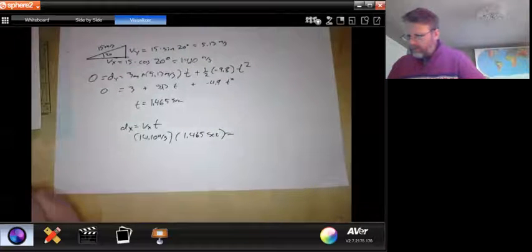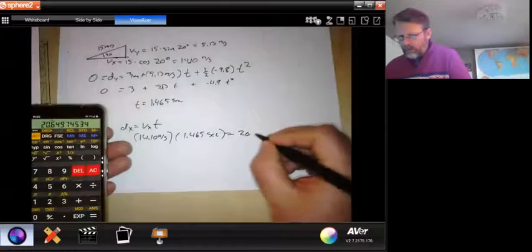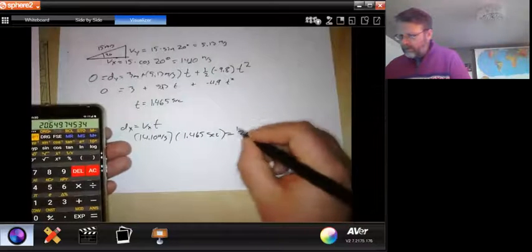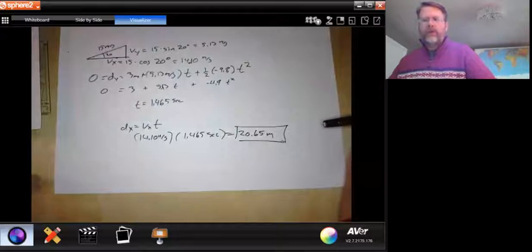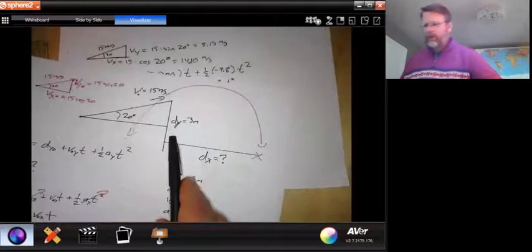All right, 14.1 times 1.465 equals 20.65 meters. So that is going to be how we could solve a more sophisticated two-dimensional motion problem.